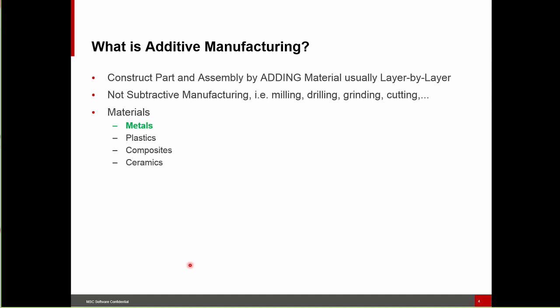Additive manufacturing has been applied first in the area of plastics, but today we're going to focus on metals. But later on in 2017, MSC will also provide a simulation tool for the modeling of plastics and composites using additive manufacturing. Additive manufacturing has also been used in ceramics, and it's even been used in the area of food products, but that is not the particular interest of MSC.